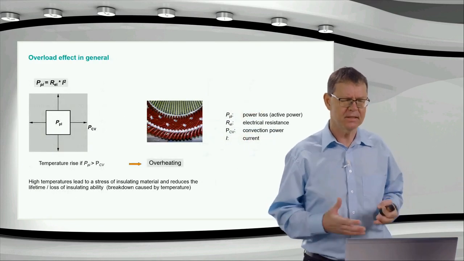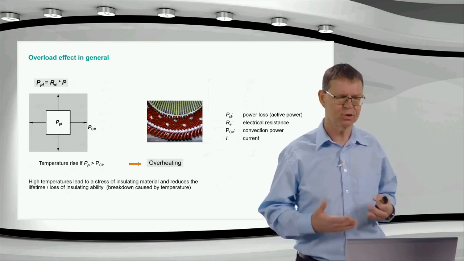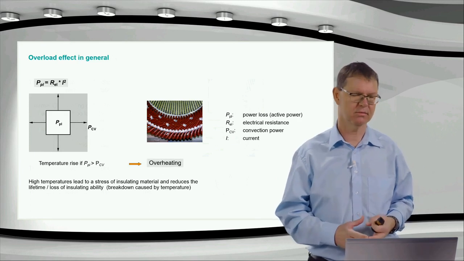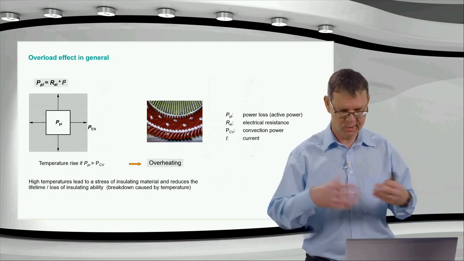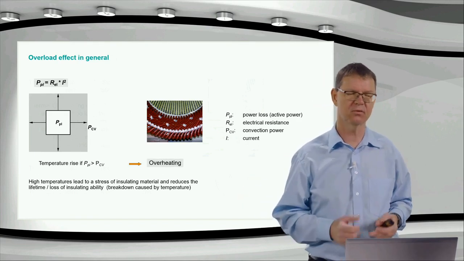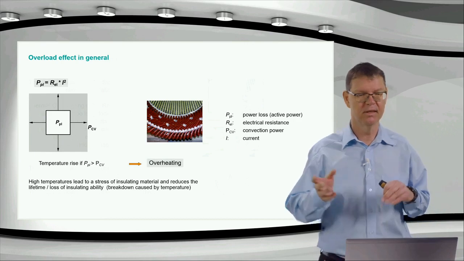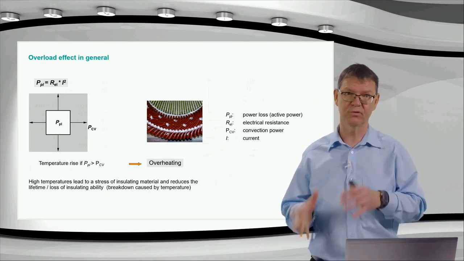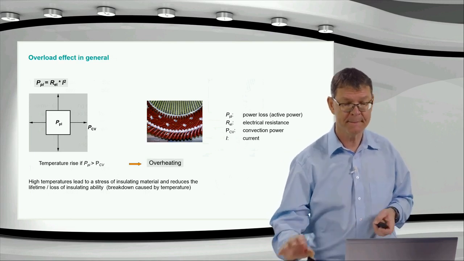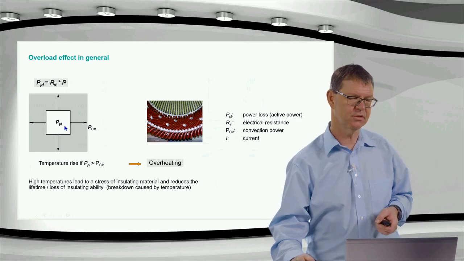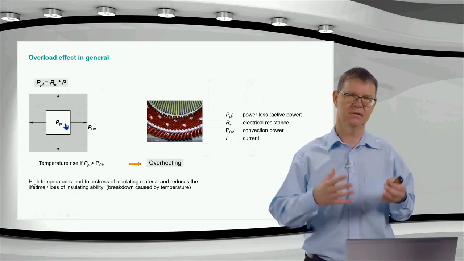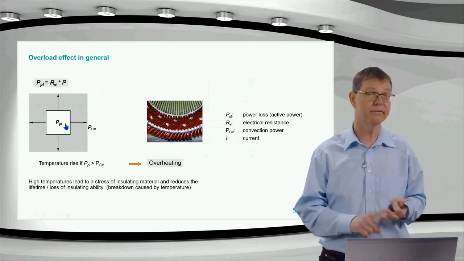Good. So basically, overload effect in general, I have somewhere a power that I bring into my object. Now I talk about an object first, because this principle is the same we use for all different kinds of objects, also for the transformer, for a cable. It's always the same function here, also for the rotor with some modifications. So I bring power into the object, and this is basically the power loss. So this is the winding of the stator, and also the iron losses. They look also like a resistance in the equivalent circuit.